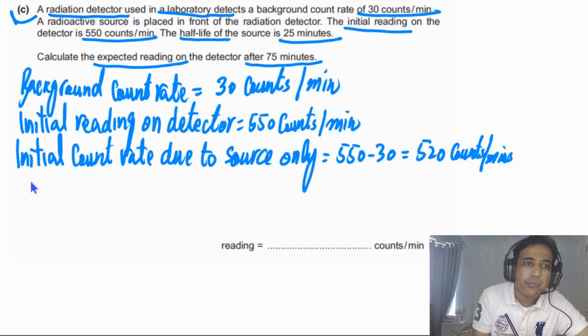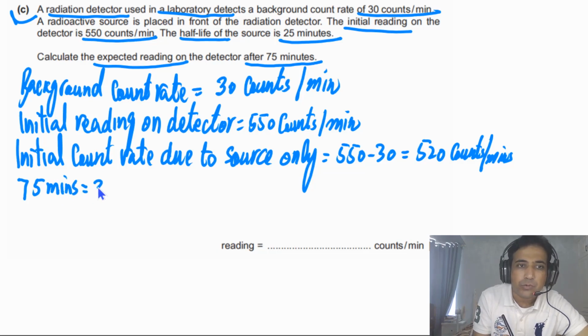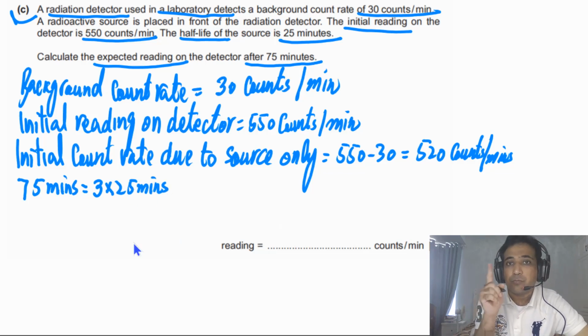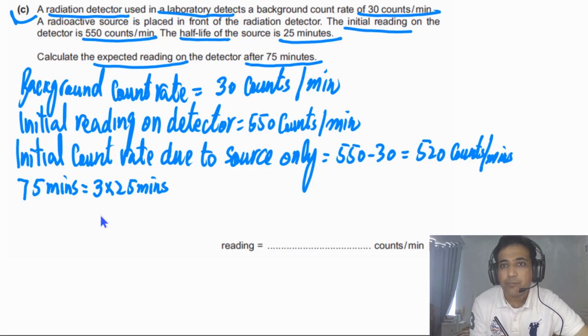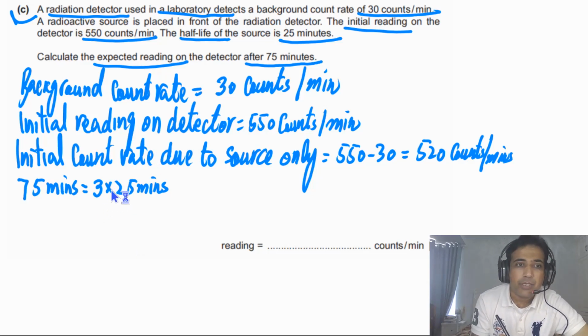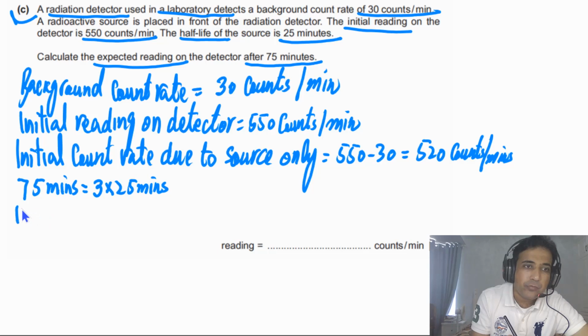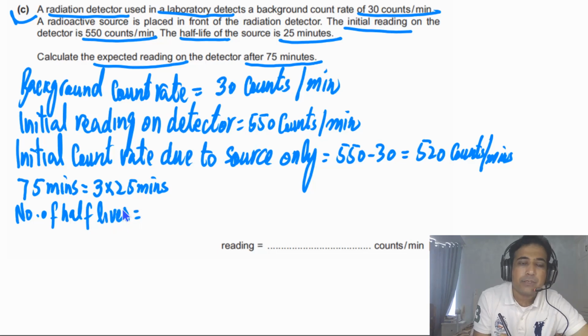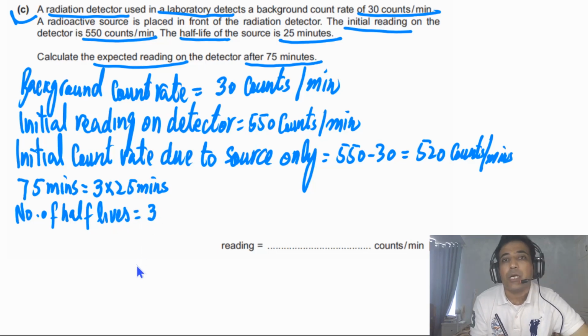And we have 75 minutes. It is given to us as total time 75 minutes, and 75 is equal to 3 times 25 minutes, and 25 minutes is 1 half-life. So it means we have 3 half-lives. Number of half-lives in this case will be equal to 3.